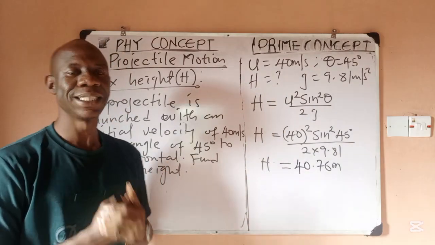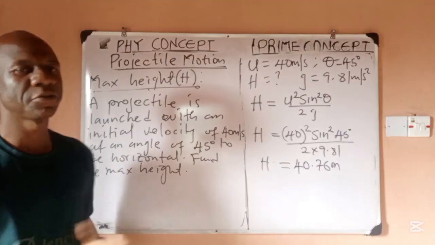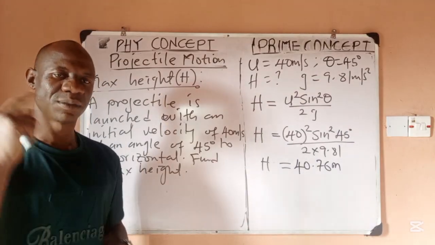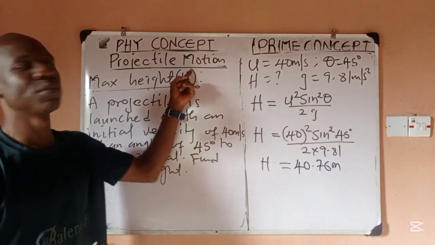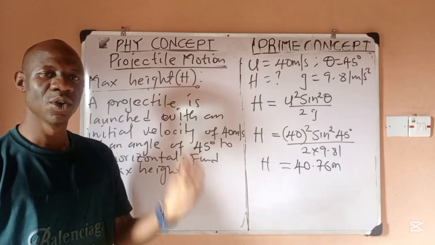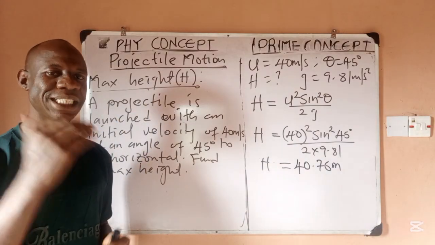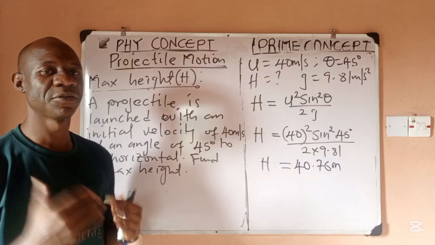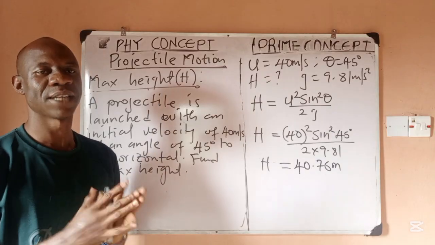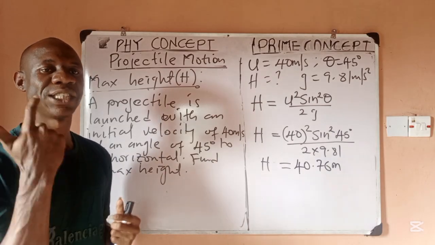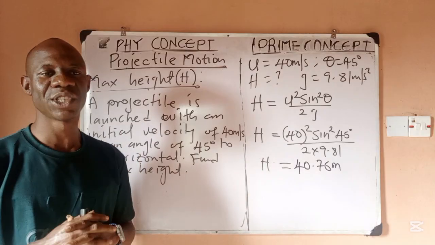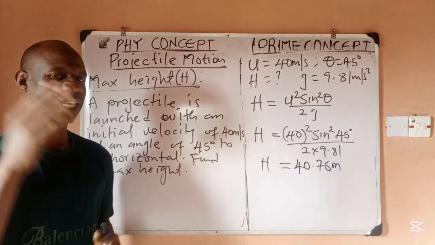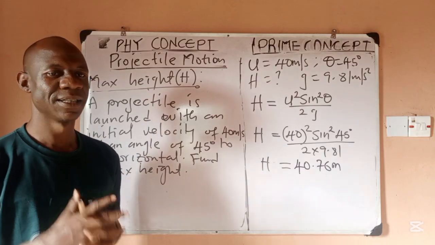Now, in my next video, we'll be doing something very important. Remember we established that projectile motion is a motion that follows a parabolic path. So in our next video, we want to prove to you how a projectile motion actually follows a parabolic path. So we're going to prove the equation of the trajectory of a projectile. So it's very important that you check out my next video.